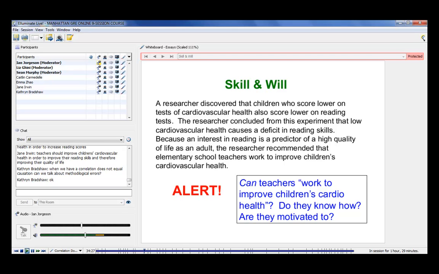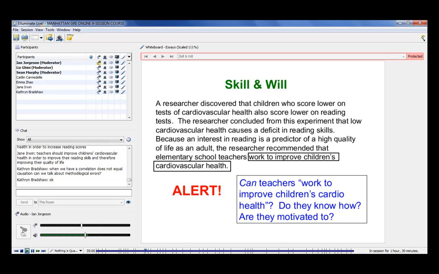So here's another one, right? We've also got this problem of skill and will. They're telling teachers that they should work to improve children's cardiovascular health, right? But do we even know whether elementary school teachers are capable of doing that? Do we know whether they have the training to do that? You can't just tell a teacher, hey, you've never taught this before, but we think you should start teaching it. You have to know that the teacher is capable of doing it. And in the absence of that, that's a problem.